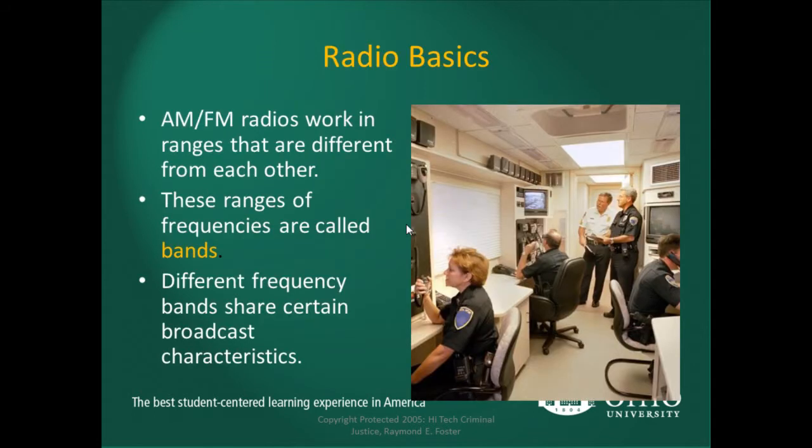Other basics: AM and FM radio systems work in different frequency ranges. The ranges are banded together in bands, and they're typically banded together based on characteristics. They share certain broadcast characteristics and other characteristics. So it's important to know that. There is a diagram in the book as well that shows UHF, VHF, 800 megahertz, all those different bands and the characteristics of some of those. So just take a look at that. We won't be asking the specifics of those, but it's kind of neat to look at.